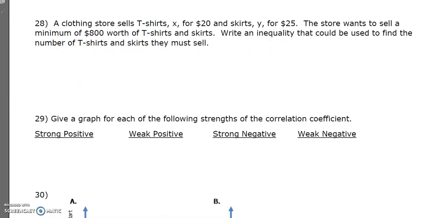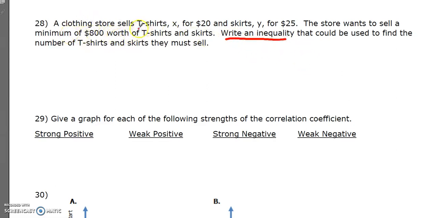Okay, number 28 says the clothing store sells t-shirts X for $20 and skirts Y for $25. The store wants to sell a minimum of $800 worth of t-shirts and skirts. Write another inequality that could be used to find the number of t-shirts and skirts they must sell. Okay, so again, we're just writing an inequality.